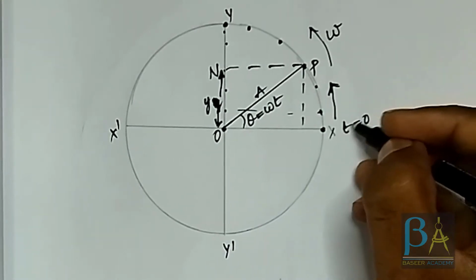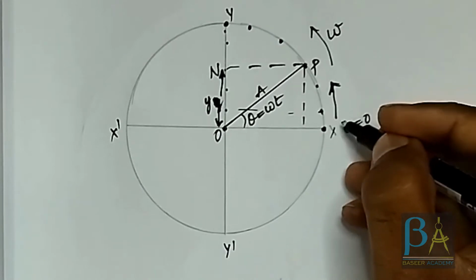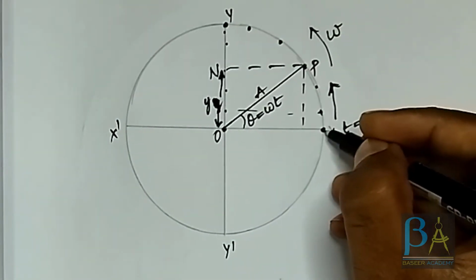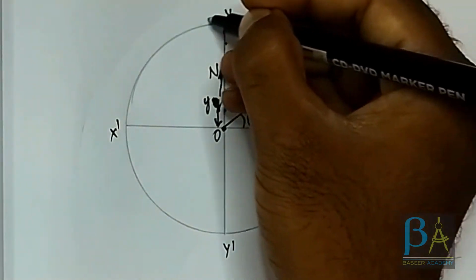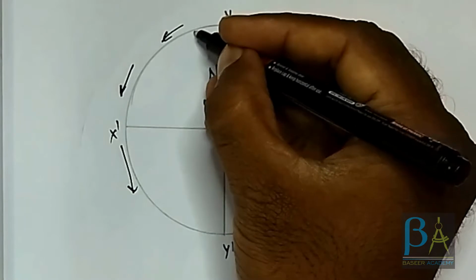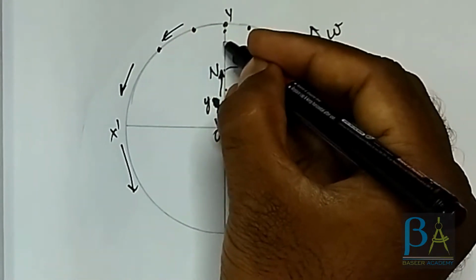Let us say at time t is equal to 0, which means the starting time, the particle has not yet started its uniform circular motion. It was at this point and then it started moving in this direction. Let's say it started moving along this direction. And when it comes here, you would see the projection would be at this point.